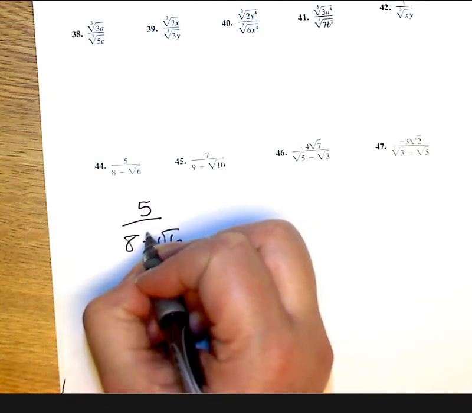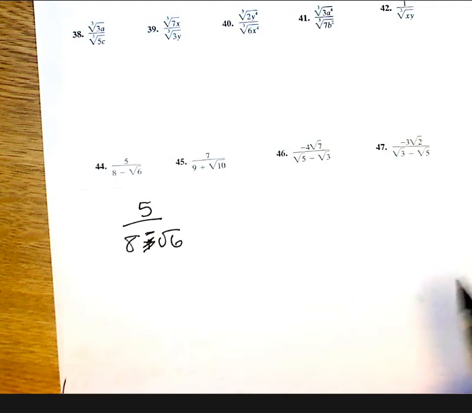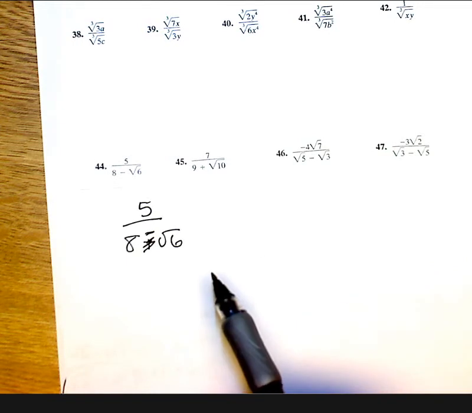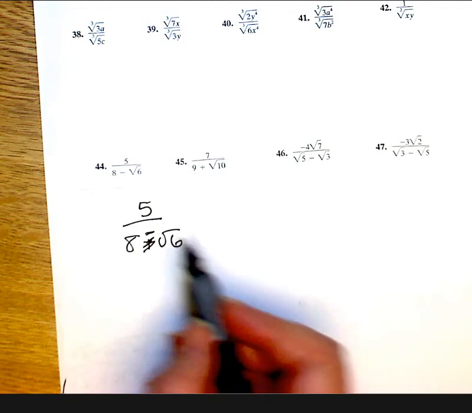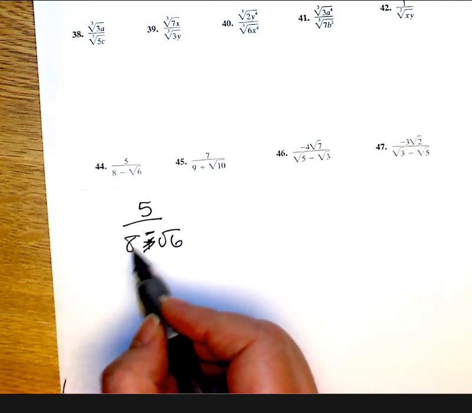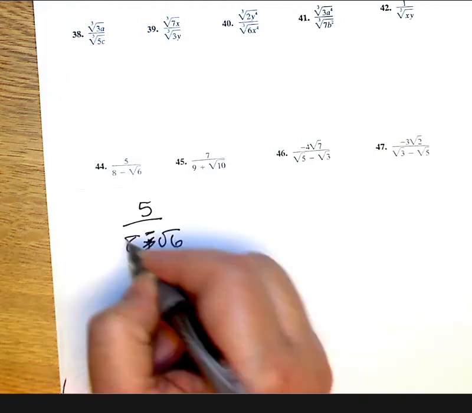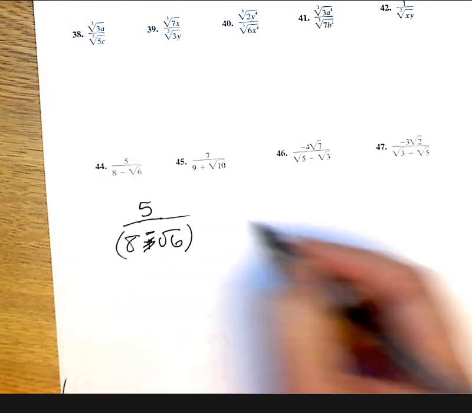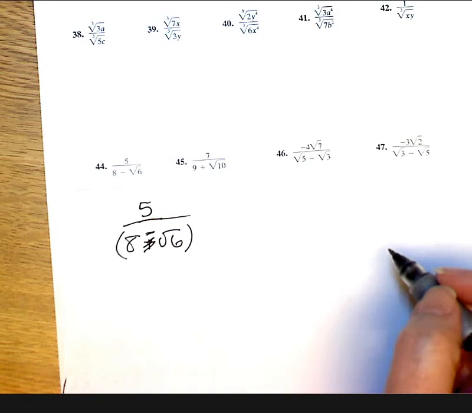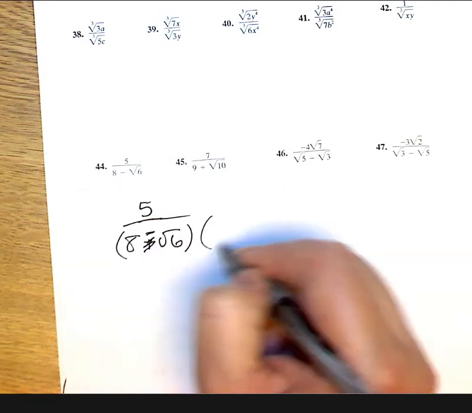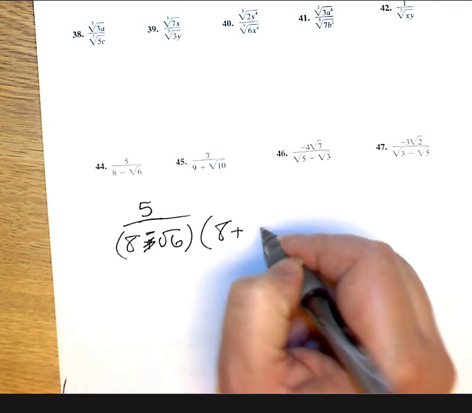Whoops, that's a minus. Now, whenever you have, Tristan, you need to watch this because I don't know if you got the notes on this. Whenever you have two numbers on the bottom and one is a square root, you have to multiply by what? The same thing but opposite signs. So you're going to multiply the top and bottom by 8 plus the square root of 6.